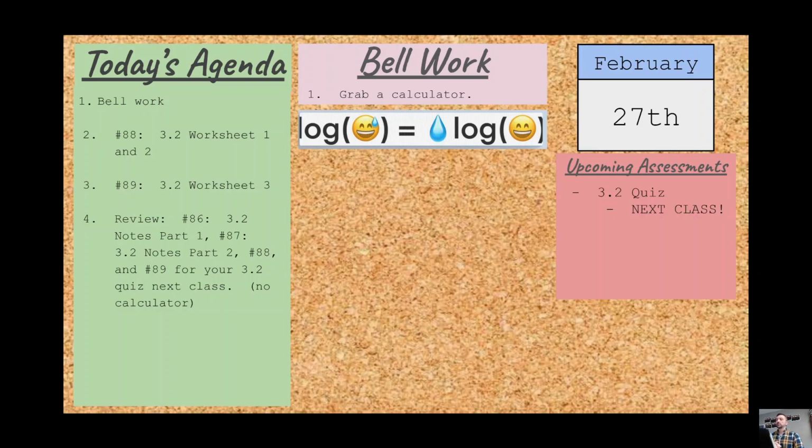But it would also help to look at 86, the first time we talked about graphing. 87, where we took some notes over the properties. A lot of that should be repeat. And then 89, which was worksheet 3 that we just went over, has a couple extra practice on some of the harder stuff that I think would be beneficial to look at as well.